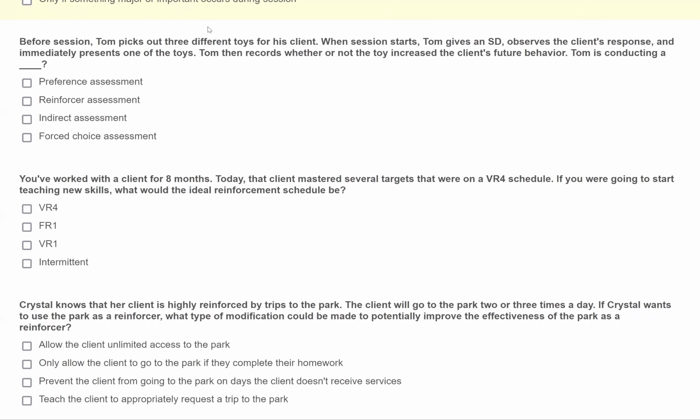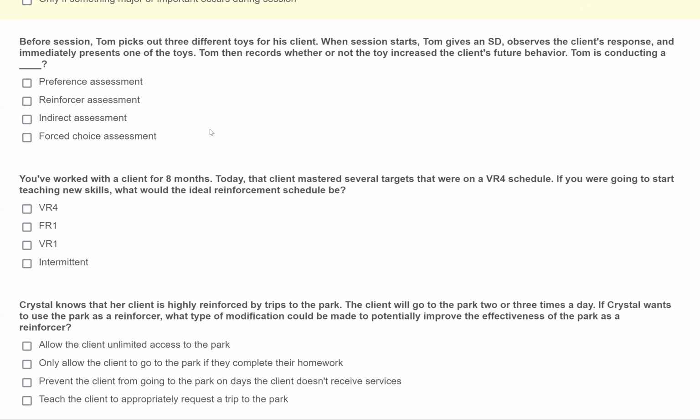Because what is Tom doing? Well, Tom brought 3 different toys for his client. So immediately, if I'm reading this question, I'm thinking preference assessment off the bat. And then when session starts, Tom gives the SD, there's a response, and then Tom presents one of the toys. Now, this doesn't seem so much like a preference assessment, but more like a reinforcer assessment, because Tom is delivering the toy as a consequence. He's not asking or checking to see, hey, which one of these do you prefer? He's actually delivering the toy as a consequence. He's then checking, does the toy change the behavior? And that's the key difference.